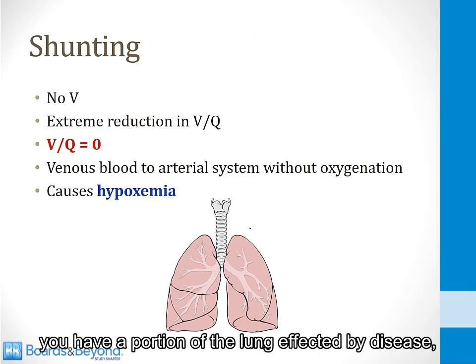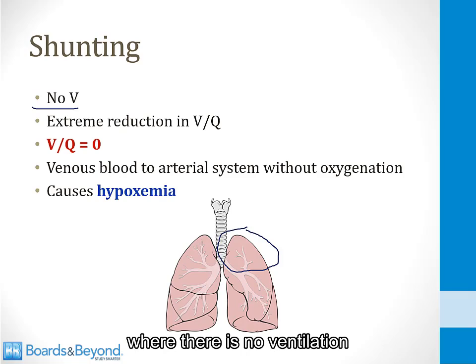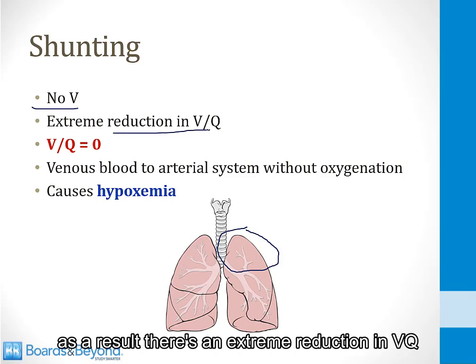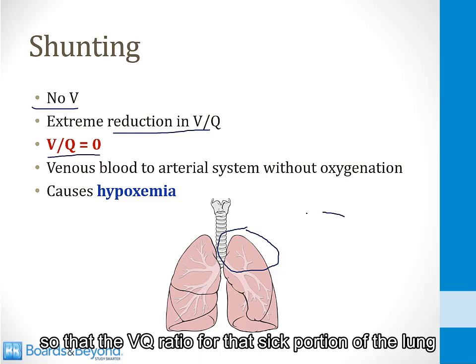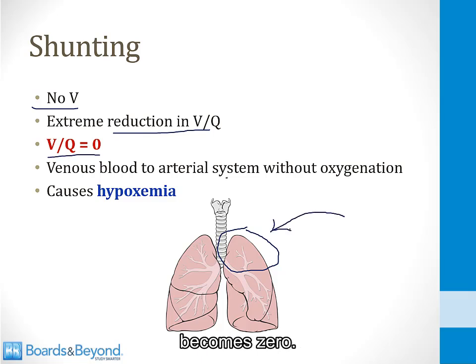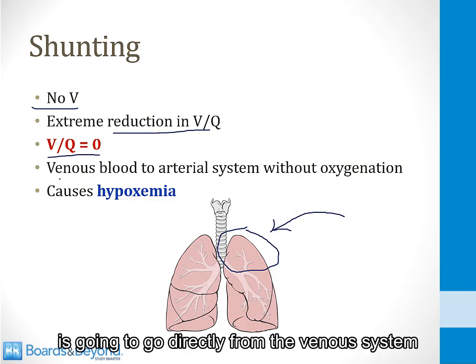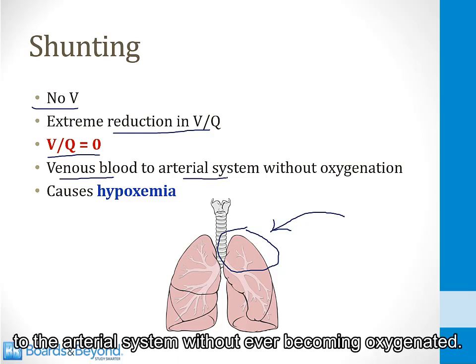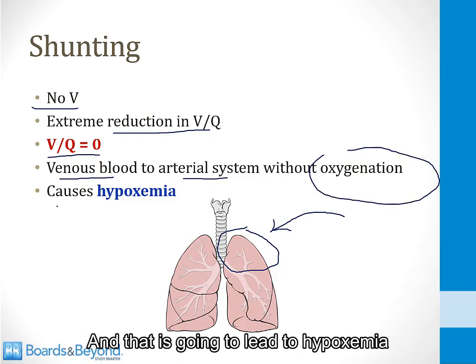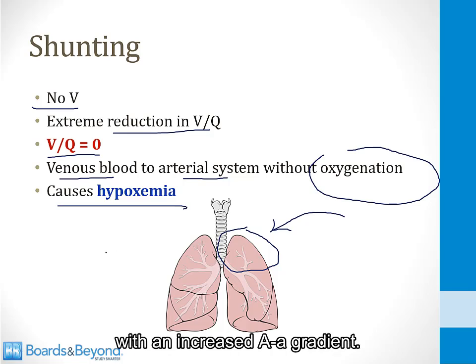So in a shunt, you have a portion of the lung affected by disease where there is no ventilation. As a result, there's an extreme reduction in VQ so that the VQ ratio for that sick portion of the lung becomes 0. What this means is that blood flowing to this portion of the lung is going to go directly from the venous system to the arterial system without ever becoming oxygenated, and that is going to lead to hypoxemia with an increased AA gradient.